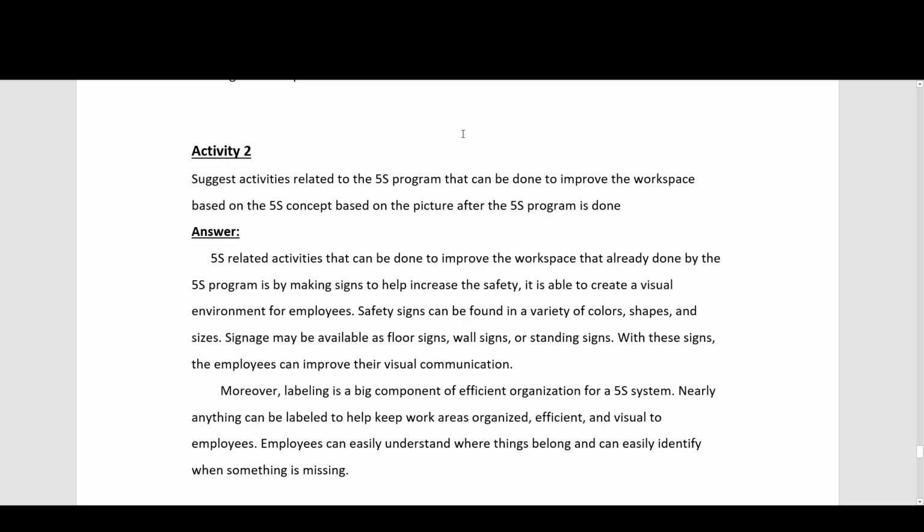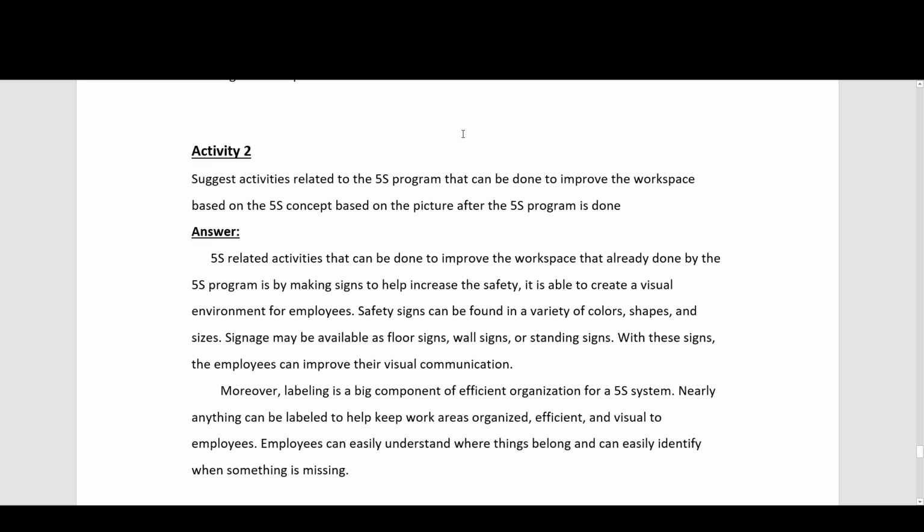And this kind of sign can be found in varying colors, shapes and sizes, and is available in the form of a floor sign, wall sign or standing sign. With these signs, the employees or our workers can improve their visual communication, right?